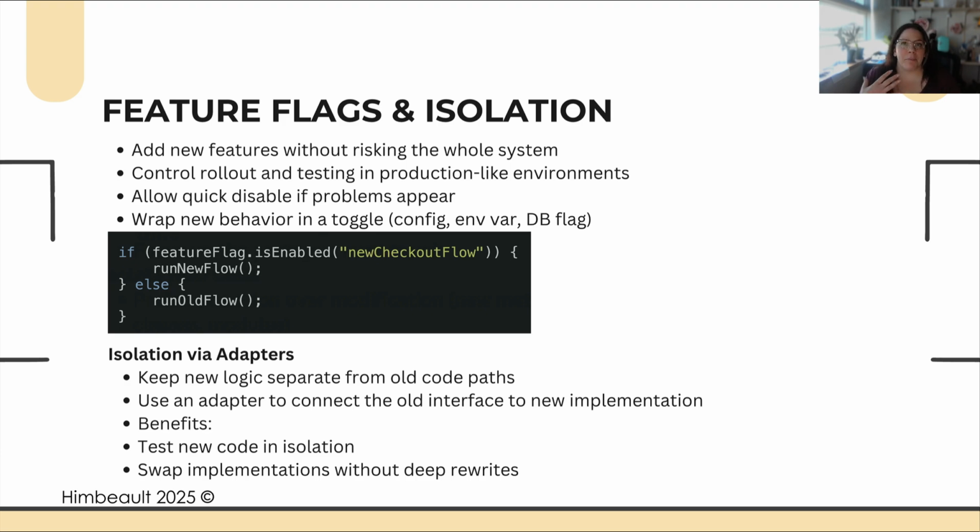We can also get this isolation that we're talking about, this wrapping of our new features in their own class spaces, by using adapters. So if you think back to a few videos, weeks, whatever ago, when we talked about the adapter design pattern, this is a fantastic place where it can be used. It allows us to keep our new logic separate from all of the old code paths, and we can use an adapter to connect the old interface that exists wherever it is to our new implementation, right? This allows us to also test new code in isolation from all of the old stuff, and we can swap out our implementations without crazy refactoring and super deep rewrites.